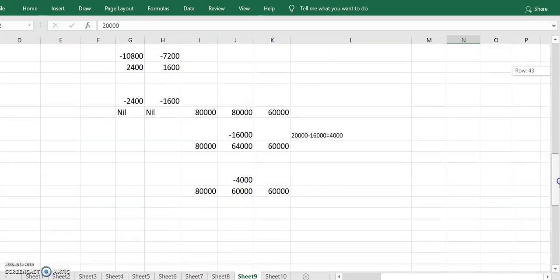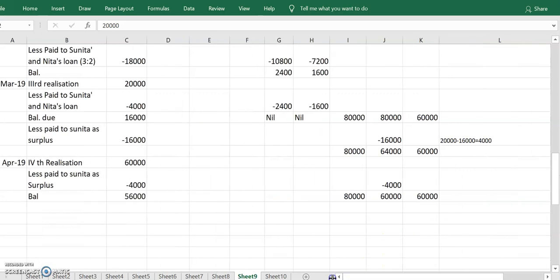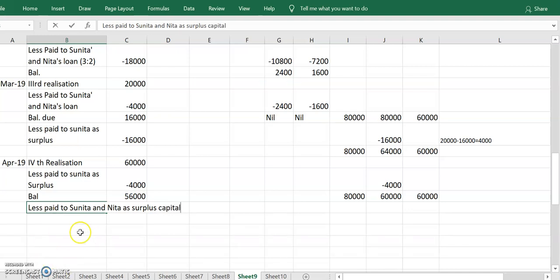At this stage we should check your cash column. Is there any sufficient amount for Nita and Sunita? Yes, we have, so pay to Sunita and Nita as surplus capital. So it is according to stage number 2.